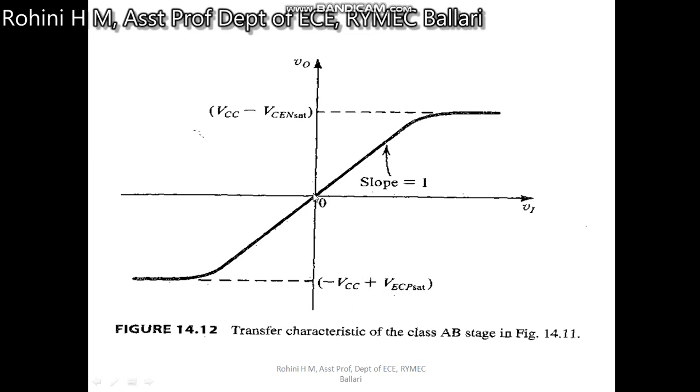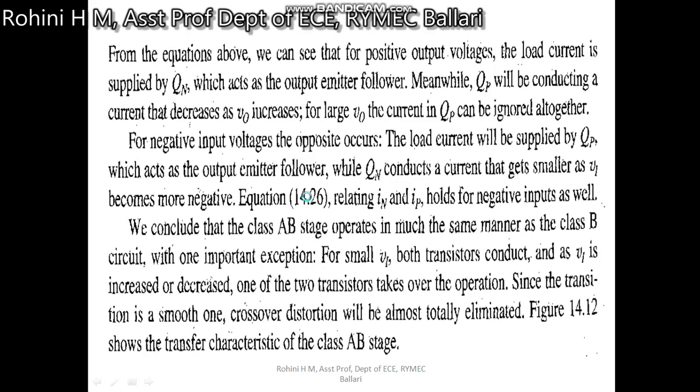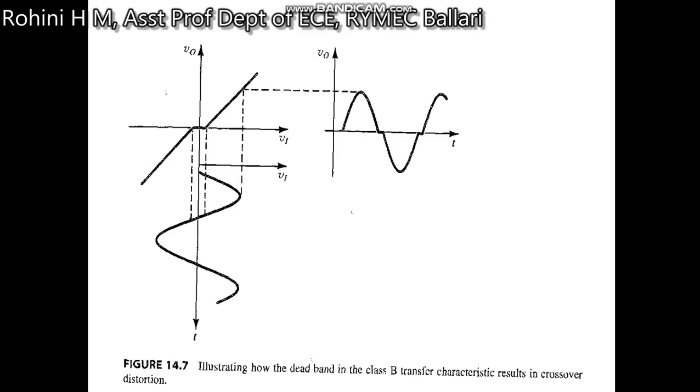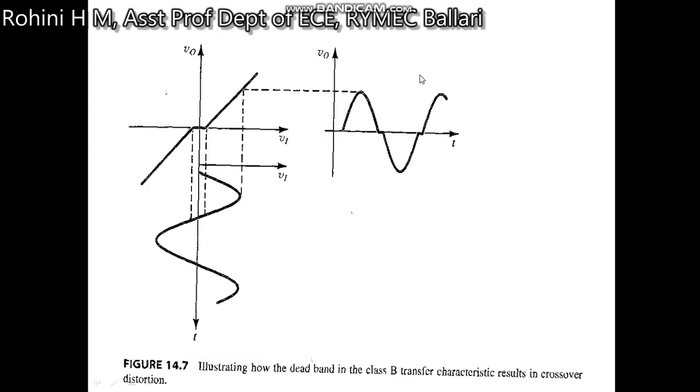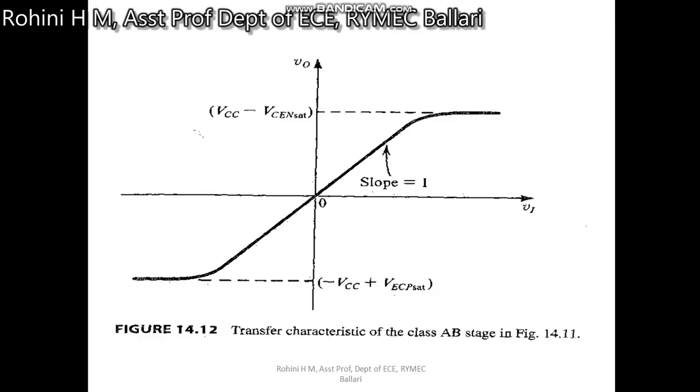Okay, this is the diagram. If we see the transfer characteristics here, near zero the output voltage is 0. We are not having any output, so we will just see that. So this was the class B transfer characteristics. Near 0, almost for the input from minus 5 volts to plus 5 volts, the output voltage is almost 0. That's how the crossover distortion was introduced. So now that is eliminated here in the class AB output stage. Now you can see here in the transfer characteristics.